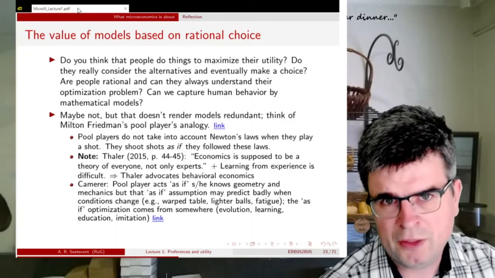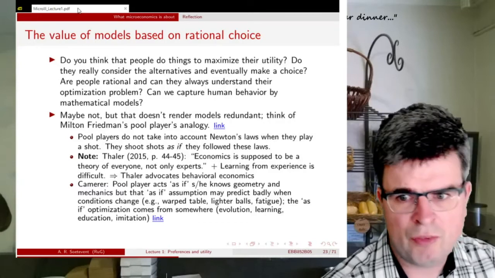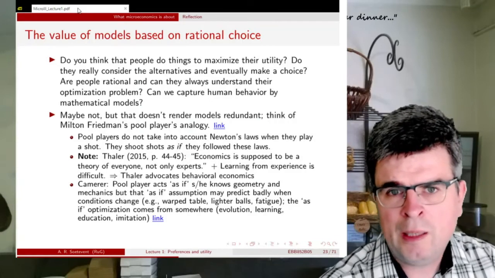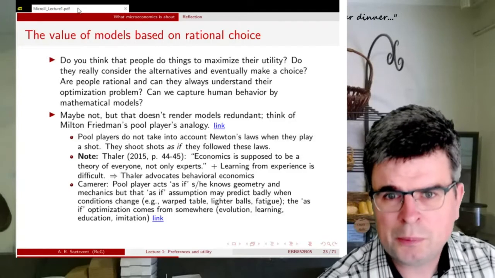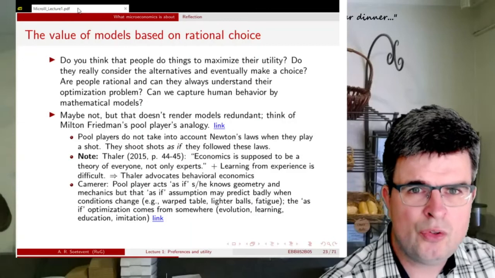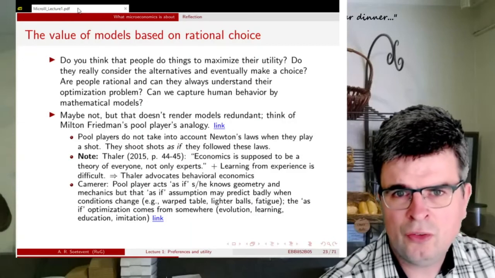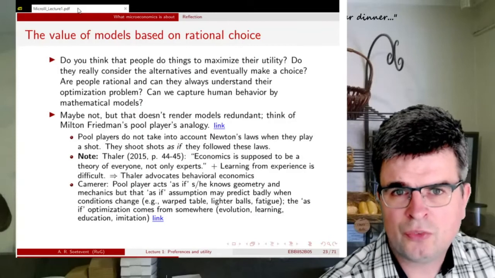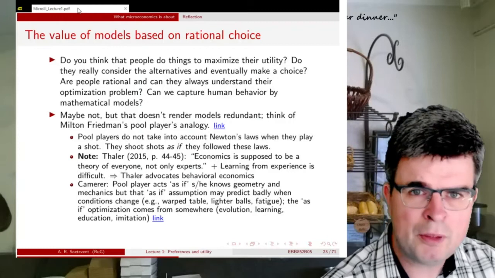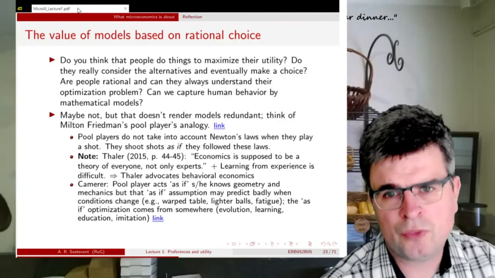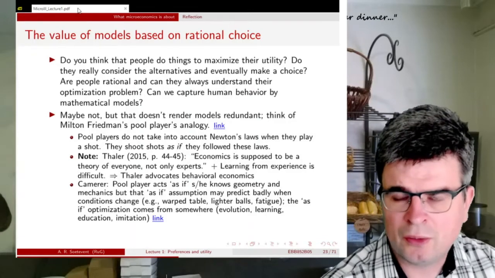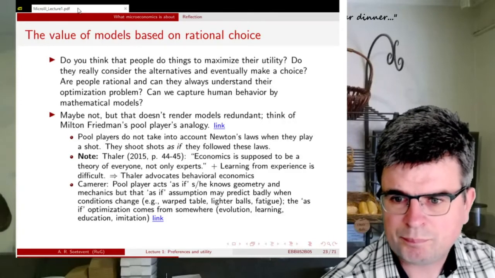So it's experience by learning, it is due to evolution, due to the pool player being trained or imitating what pool players have done before this pool player. So Cameron says, well, we need to also pay attention to the reasons for this as-if assumption. Where does it come from? Is it because of evolution, because of habit formation, imitating other people who have done so before? And he has a couple of slides which are also quite interesting.